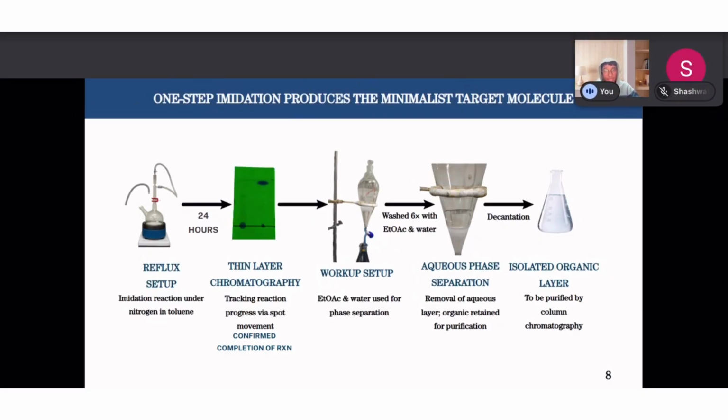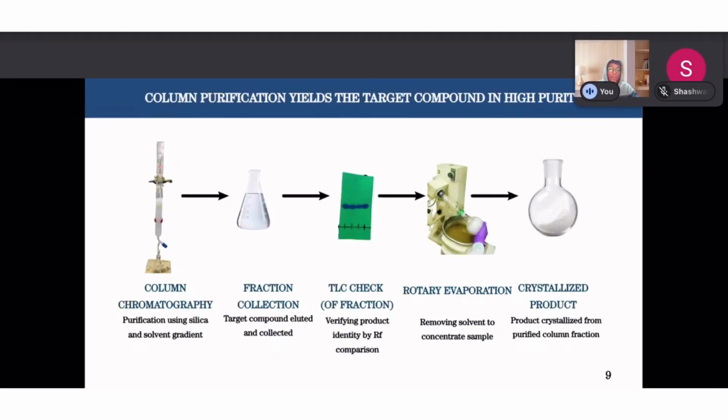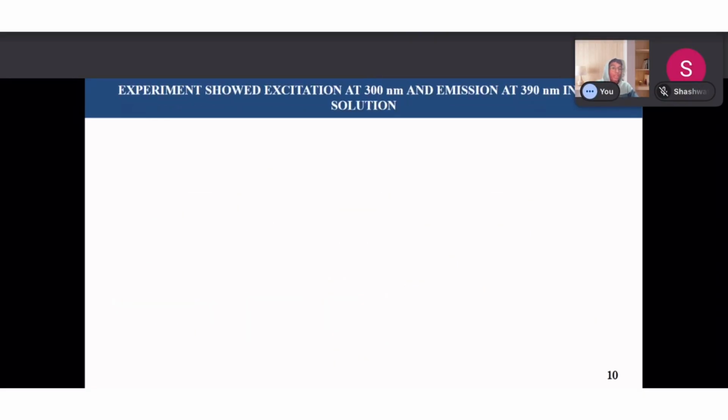We employed the standard lab techniques to synthesize our compounds. A one-step imidation actually produced our minimalistic target molecule. After isolating the organic layer from the reflux setup, we purified the compound using column chromatography, and the crystallized product obtained after purification was characterized under the standard lab protocols of NMR and HRMS, where we tested the proton NMR and the 13C NMR to validate the structure of our compound.